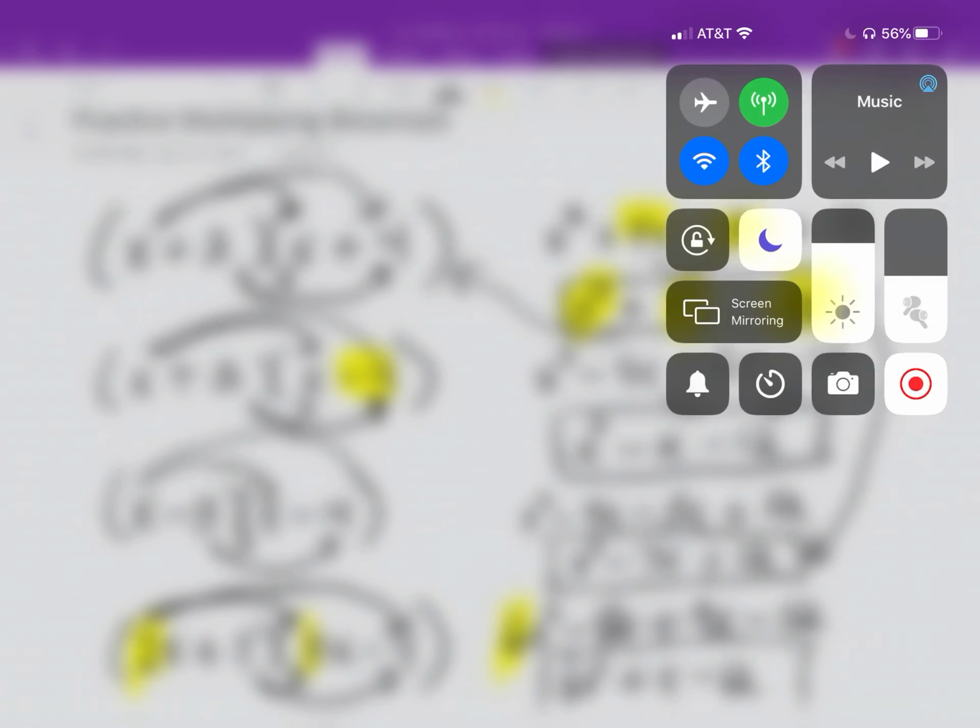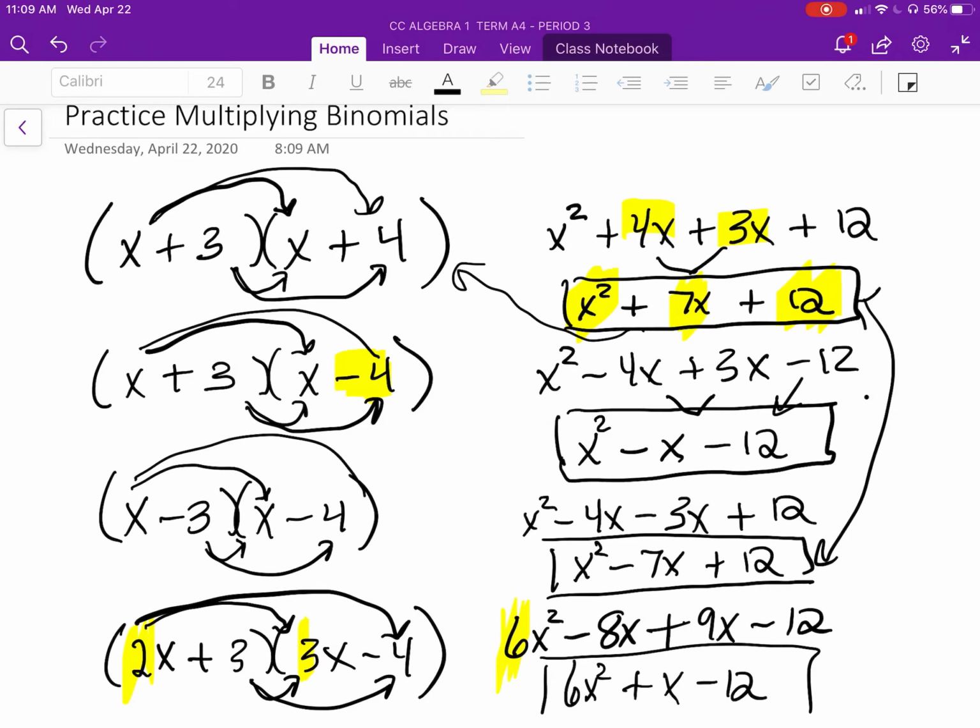Okay, so if you watched the previous video, we did some practice with multiplying binomials. You can see that we multiplied these four different sets of binomials, meaning there's two terms in each parenthesis, and we ended up with these trinomials, this strange sounding thing where there's three terms.